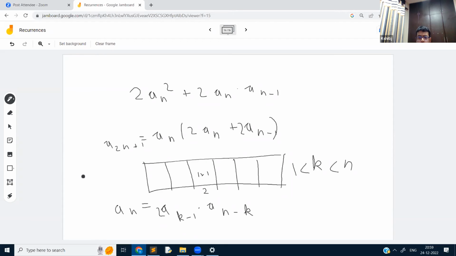Now if it's covered by a tile of size 2, then there are two possibilities. One is this one and the other is this one. In the first one, it's ak minus 2, since k minus 2 tiles are at the left, into an minus k. And in the second one, k minus 1 tiles are at the left, and the right side has an minus k minus 1 tiles.